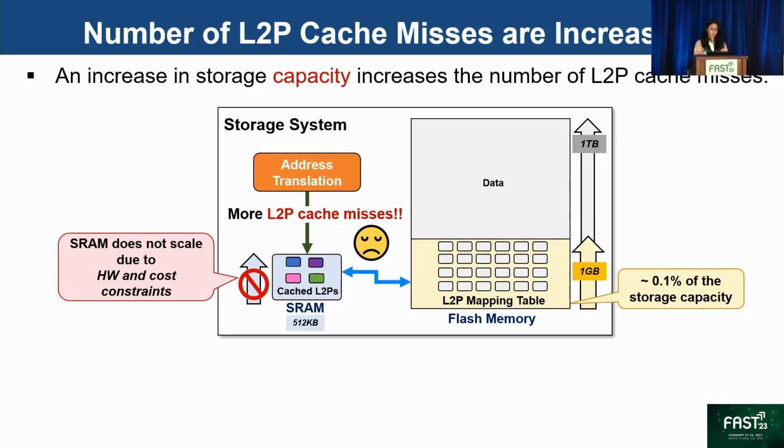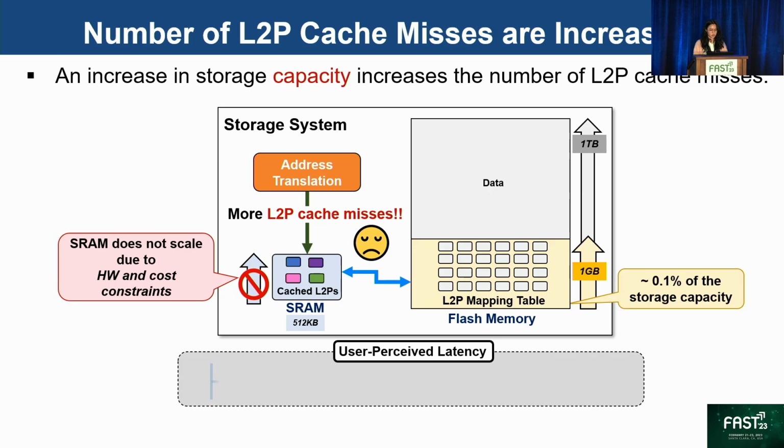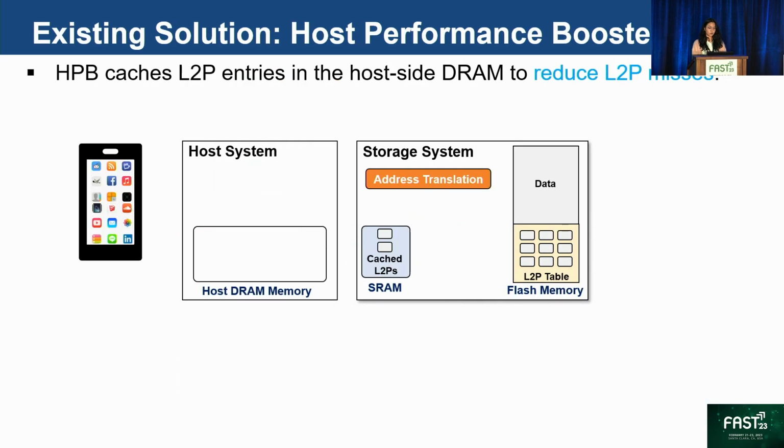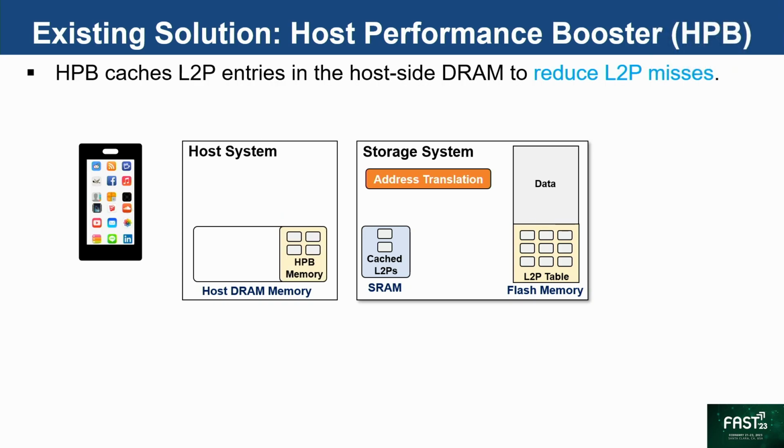Therefore, the user-perceived latency can be increased due to the increased number of L2P cache misses. So from our observation, in the worst case, the L2P cache miss took up about 33% of the entire user-perceived latency, which is quite significant. To overcome the performance degradation due to the limited SRAM, Host Performance Booster, HPB in short, was introduced, which expands the size of the L2P cache by borrowing the host-side DRAM memory.